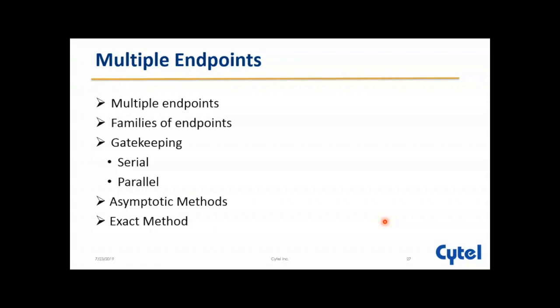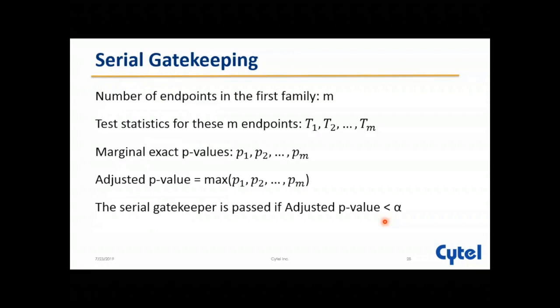There are many asymptotic methods available for gatekeeping. Many of them are also used for multiple comparison procedures, but in this presentation, I will be talking about exact methods of inference for multiple endpoints. First, we'll see the simplest, that is serial gatekeeping.